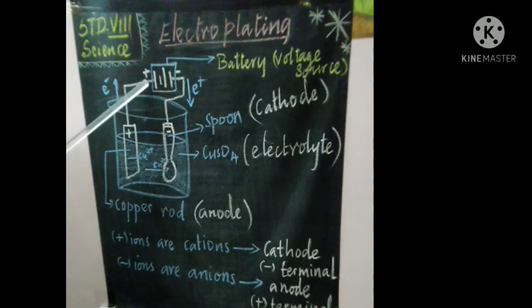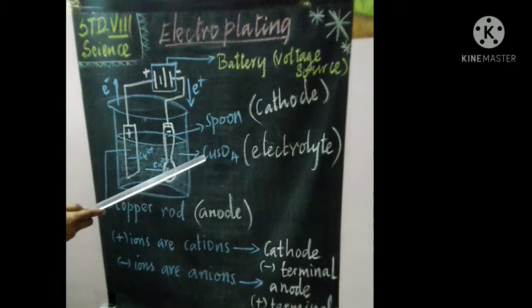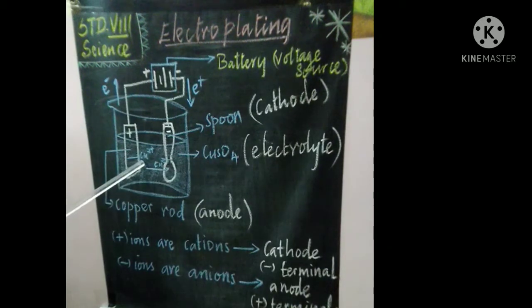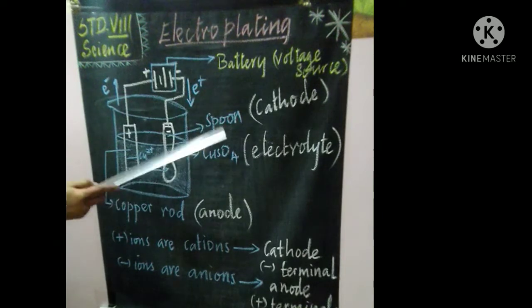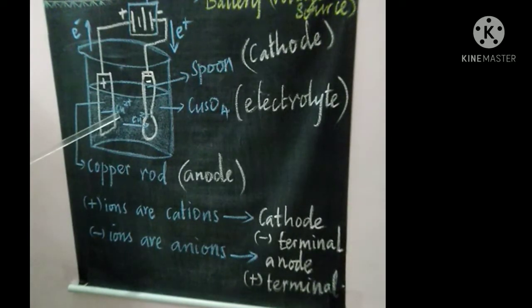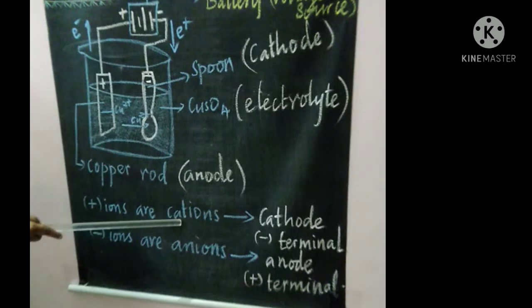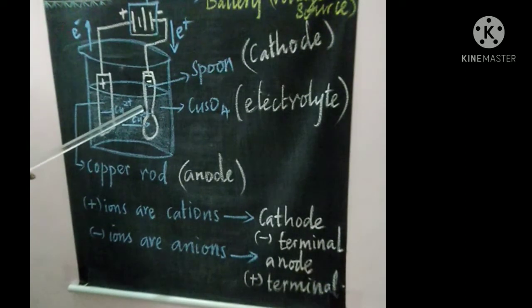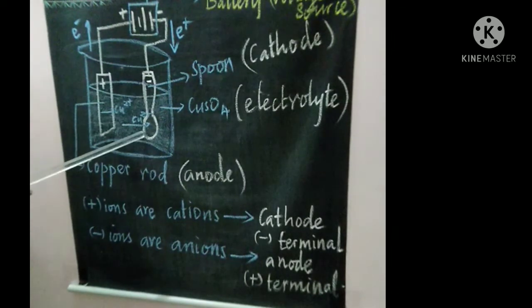So while passing current, what will happen? The solution copper sulfate gets dissociated into Cu plus and SO4 minus. This is what is actually happening. The positive ions, that are the copper ions or cations, automatically move towards the negative terminal. What is in the negative terminal? The spoon. So, the cations, positive ions, get removed from the copper plate and coated on the spoon.